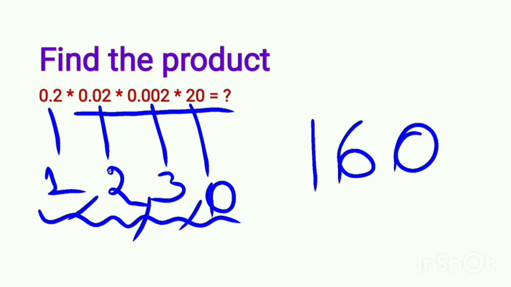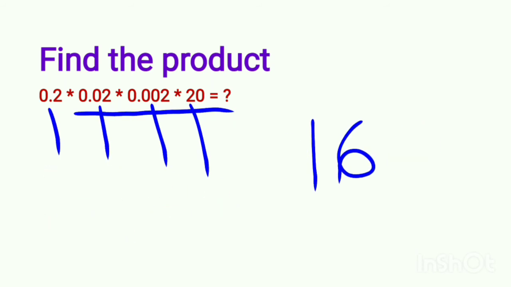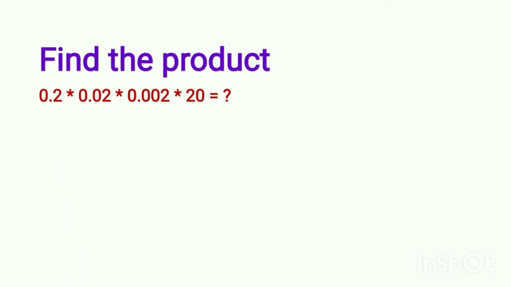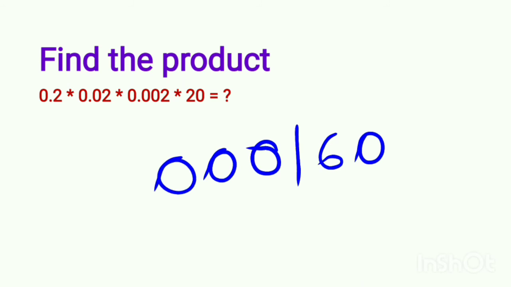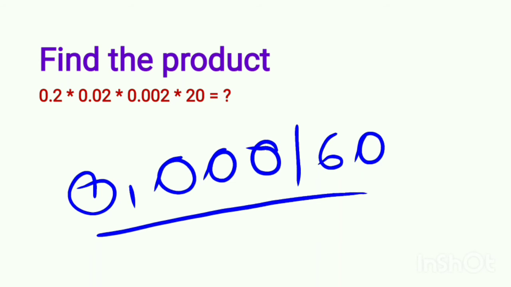Then let's count from the left hand side: 1, 2, 3, 4. If we do not have enough space, what we have to do? We have to add 0 in the right hand side. Here our number is 160, right? 1, 2, 3, 4, 5, 6. So the answer is 0.000160. Clear? Good. Let's get into the next example problem.